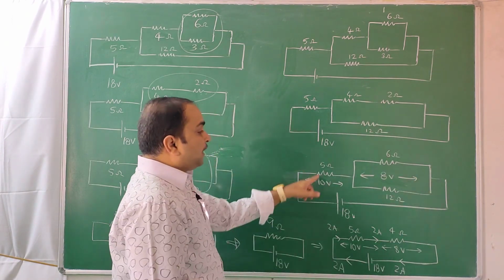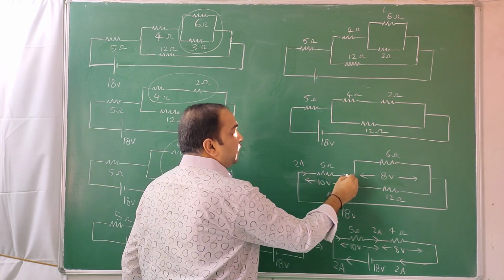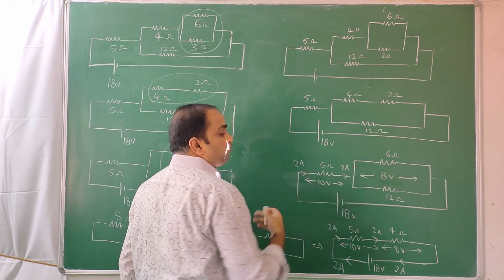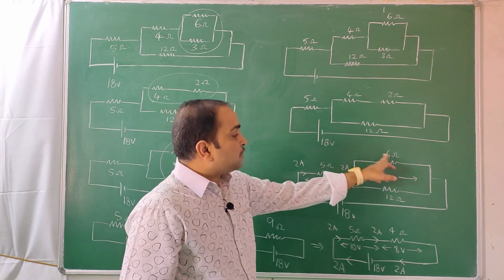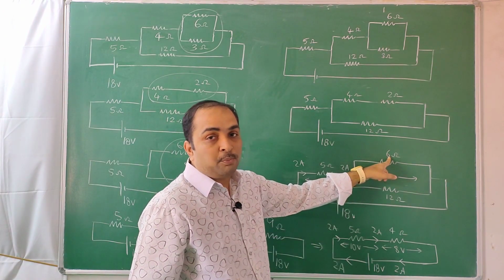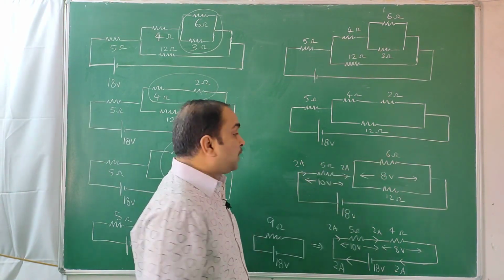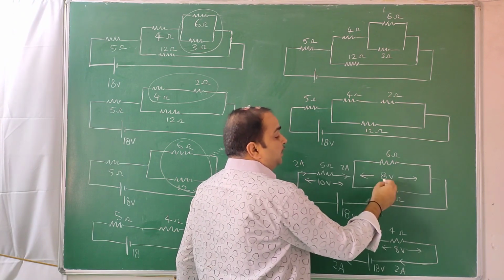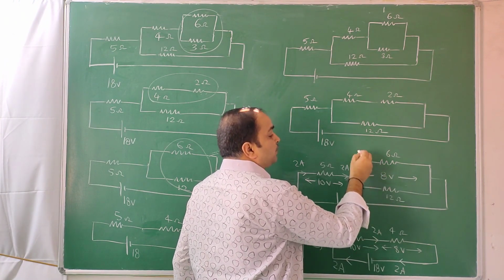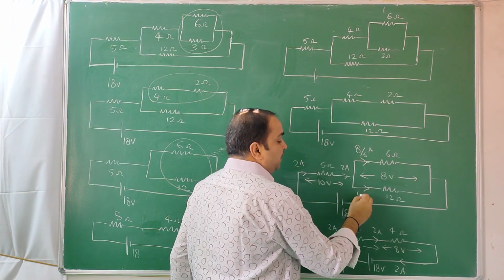So now 10 by 5 is already written. This is 2 amperes. So the same 2 amperes comes in and the same 2 amperes goes out with less energy. And that 2 amperes has to split here and here. It will not split 1 and 1 because here opposition is 6 ohms. Here opposition is 12 ohms. More opposition, less current. Less opposition, more current. So what is the potential difference? You know it, 8. So this will be 8 by 6 amps. And this will be 8 by 12 amps.